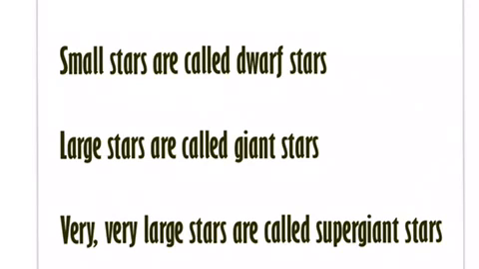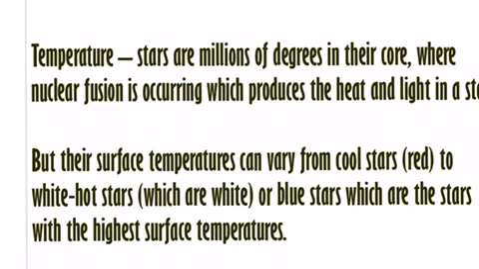Small stars are called dwarf stars, large stars are called giant stars, and very, very large stars are called supergiant stars. Stars, remember, are millions of degrees in their core, where nuclear fusion is occurring. So when we talk about the temperature of a star, we're talking about their surface temperatures. Surface temperatures can vary from the cool red stars to the white hot stars, or to blue stars, which are the highest surface temperature stars that we know about.